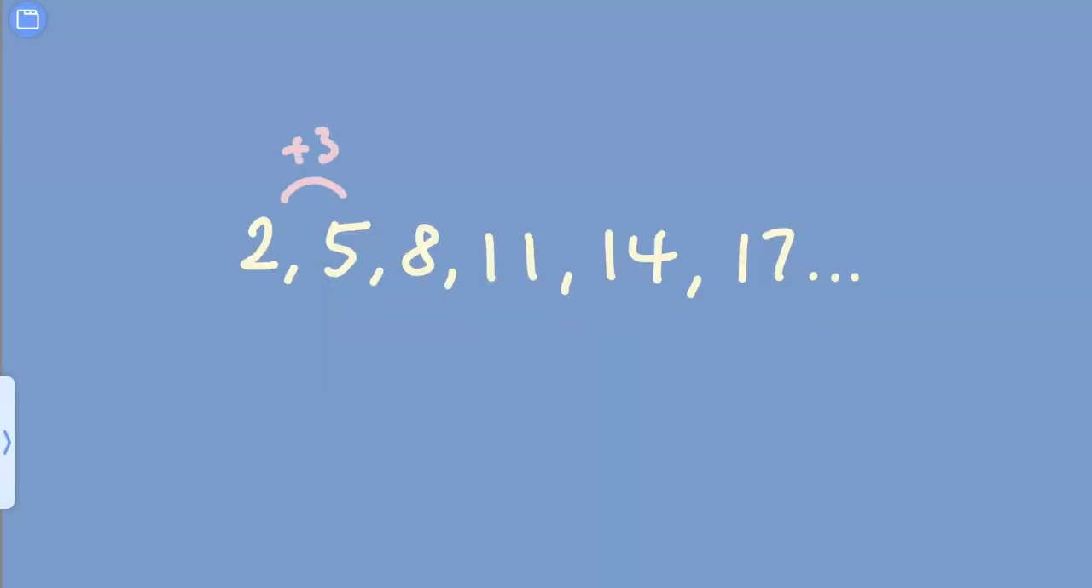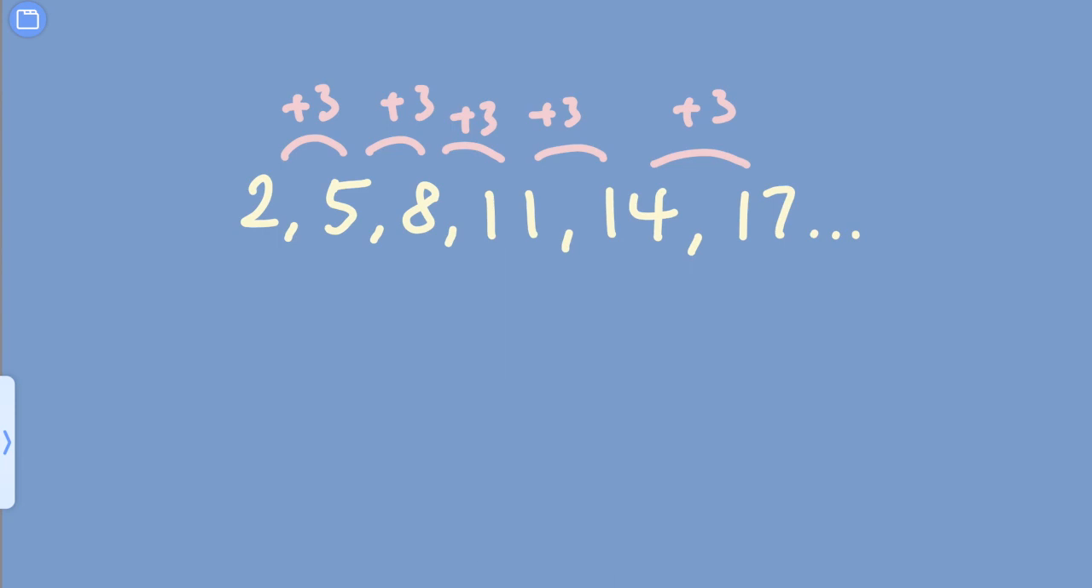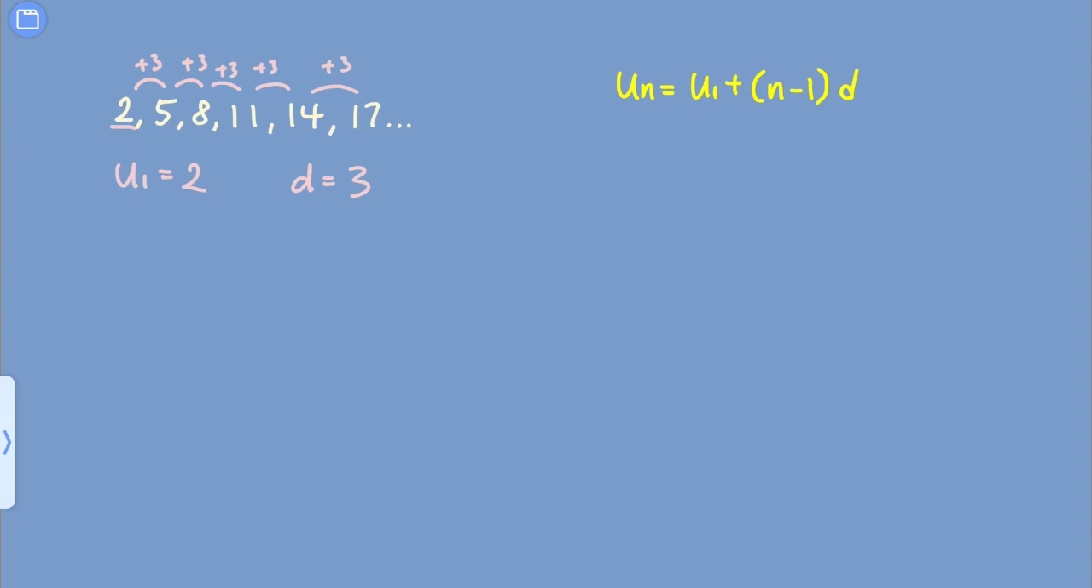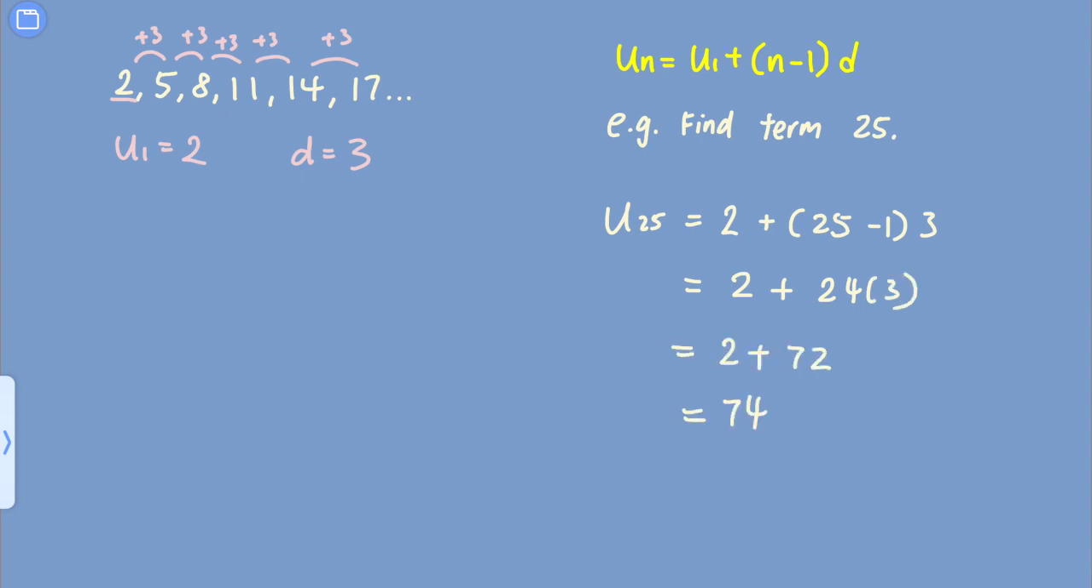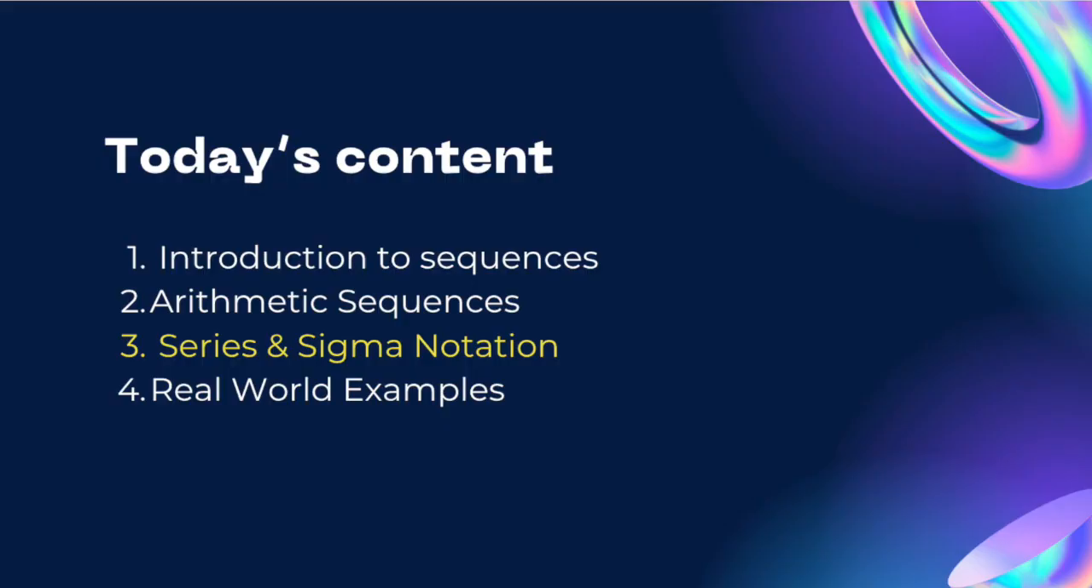Here's an example of a sequence, with U1 being 2 and the difference being 3. As you can see, the numbers add up by 3 for each increasing term. A common question in sequences is finding the value of a certain term, and you can use the formula highlighted in yellow here. For example, to find the term 25, you just input the numbers into this formula. In this case, it would be 2 plus 25 minus 1 times 3, which equals 74, giving us the result.